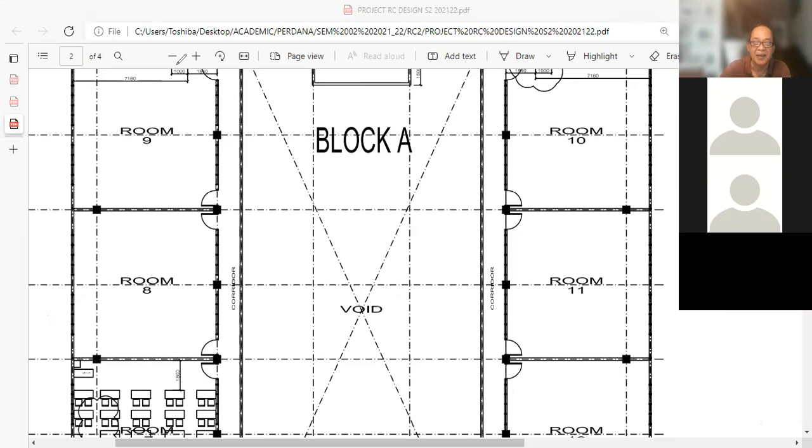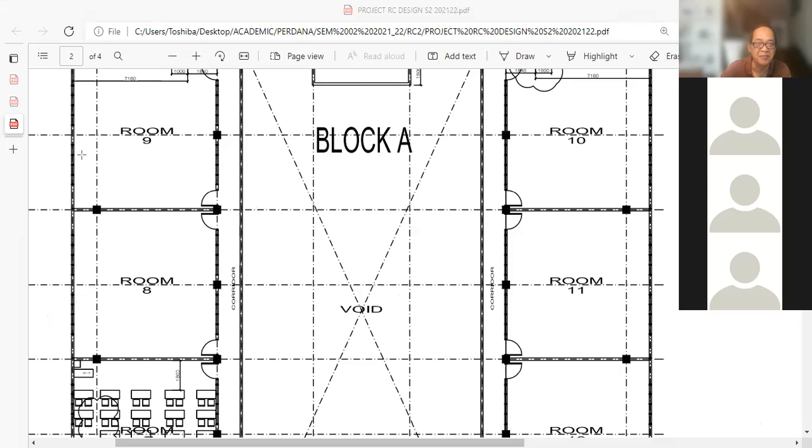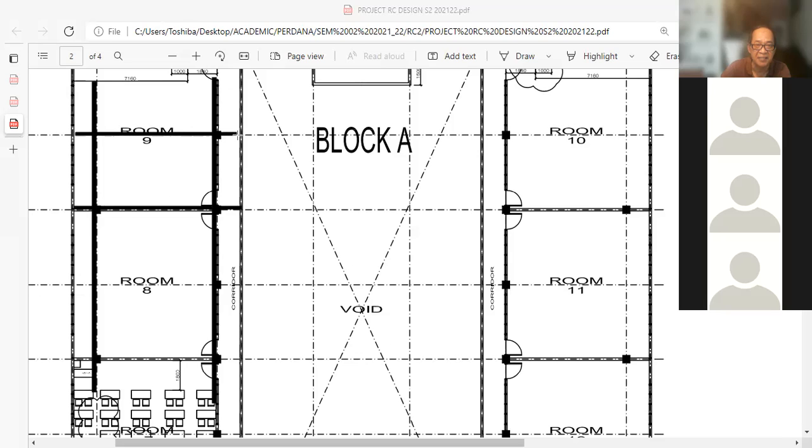Okay, earlier I've indicated that I would like to put my beams, for example, in this direction. Okay, I have my beams in this direction. I have my beams in this direction. I have my beams also in this direction, with cantilevering on the left hand side and the right hand side. I have my beams also in this direction.